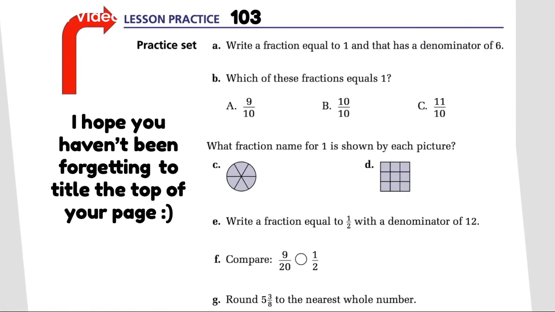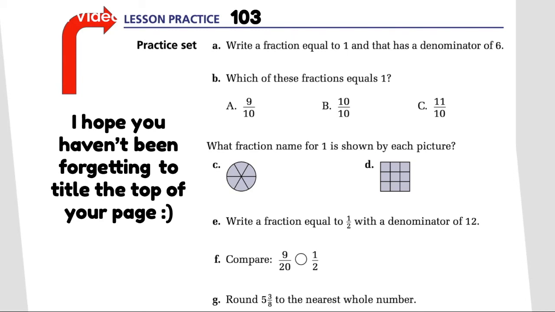Now, comparing 9/20 and 1/2. Now, I know that half of 20 is 10. 9 is close, but it's just not quite there yet. So 1/2 is going to be greater than 9/20. Now I'm going to read this though. 9/20 is less than 1/2. So the opening to your mouth, the alligator eats the bigger number, should be opening towards 1/2.